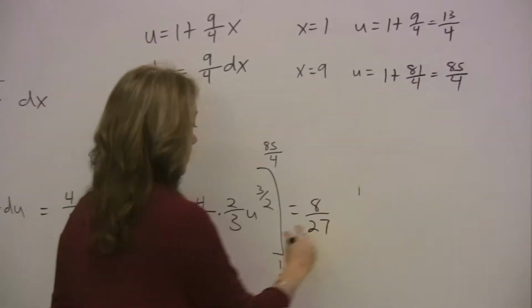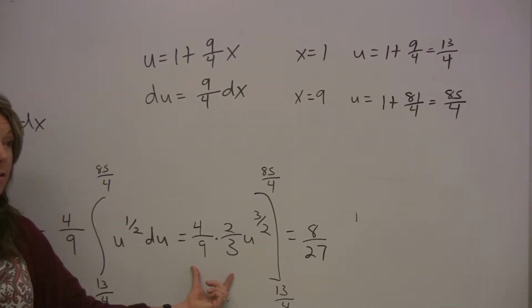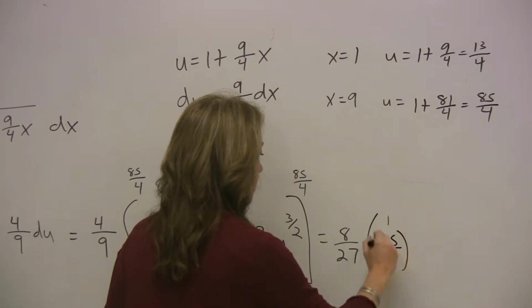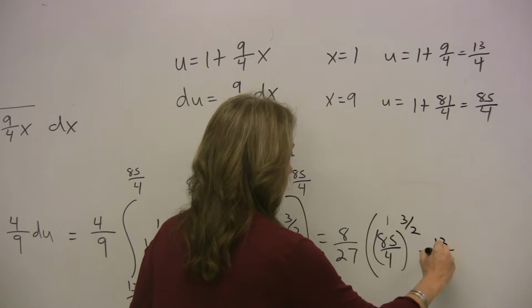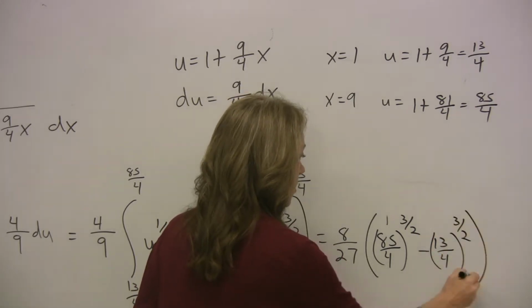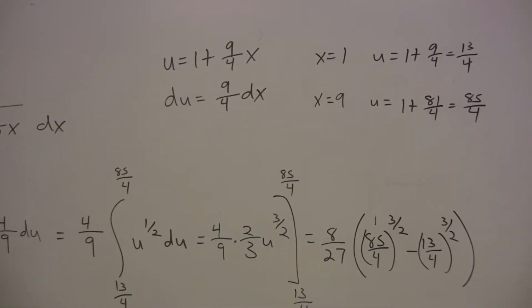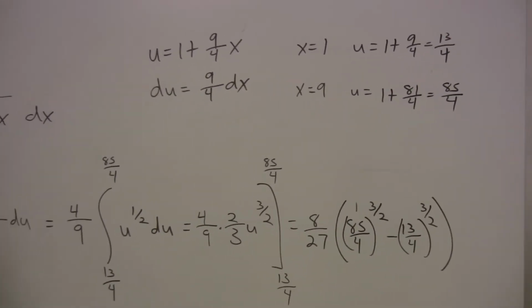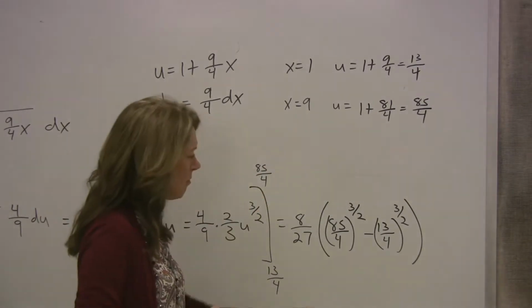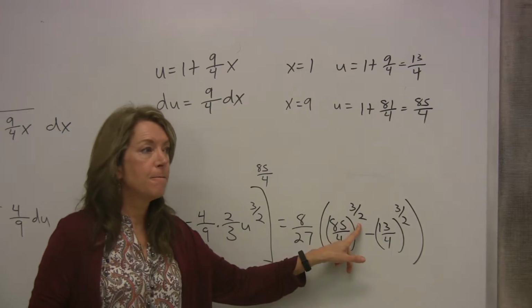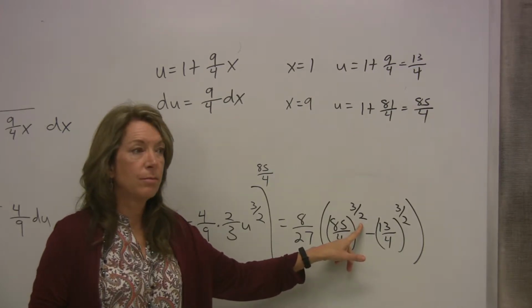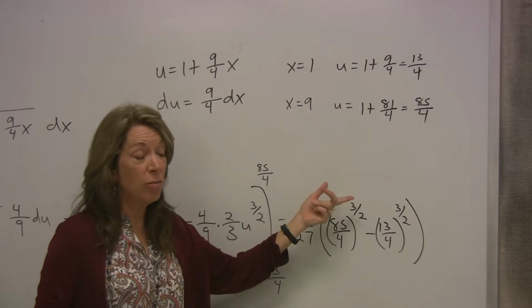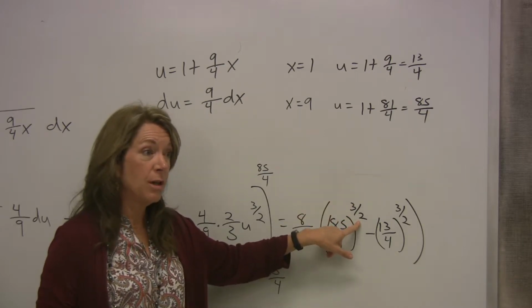That's 8/27. Fractions just keep getting uglier. 8/27 times 85/4 to the 3/2 minus 13/4 to the 3/2. What does the 3/2 exponent tell us to do? Three-halves tells you to do what? Not cube root. It's a square root and then a cube. Or you could cube it and then square root it, but I like to do the denominator first. Take the square root and then cube it.